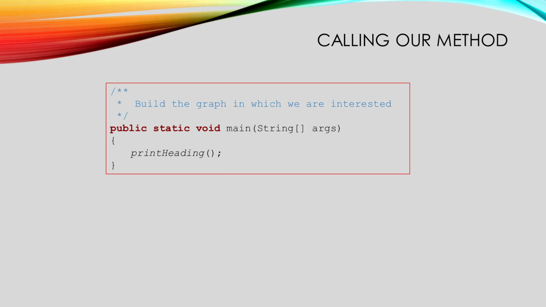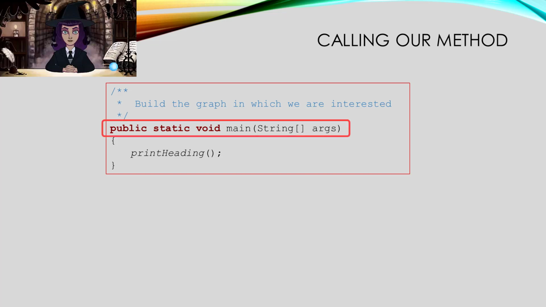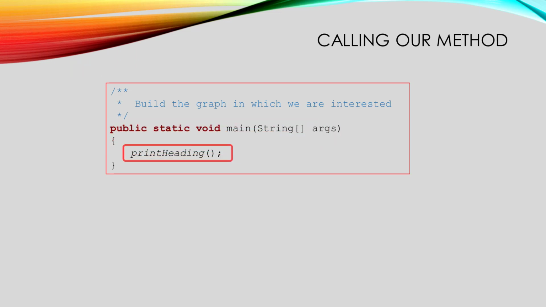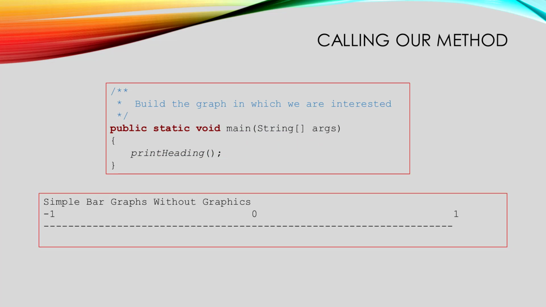Now, we want a program that runs and uses that method to print the heading. Where do we put the code that we want the JVM to run? In the main method. That must be declared public static void main string array args. Exactly right. We can call our method by using its name, followed by parentheses and a semicolon. When we run this, we'll see our heading in the output.